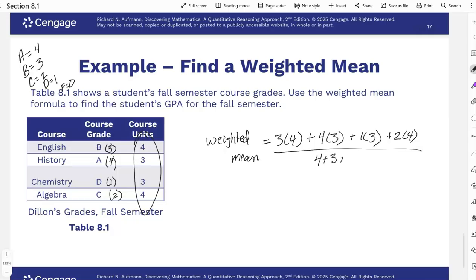So there's my setup. So we're going to have 12 plus 12 plus 3 plus 8, which is 35 in the top. And then this student took a total of 14 credits. So 35 divided by 14 gives us the GPA for that semester, which would be a 2.5.